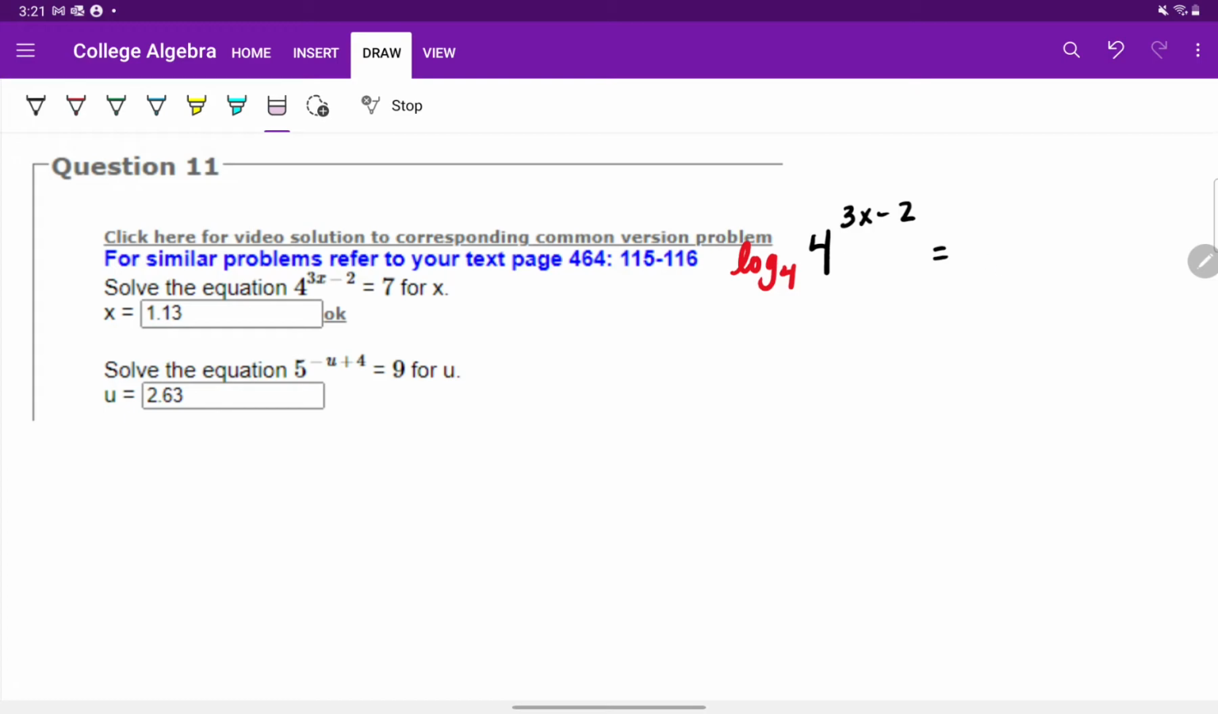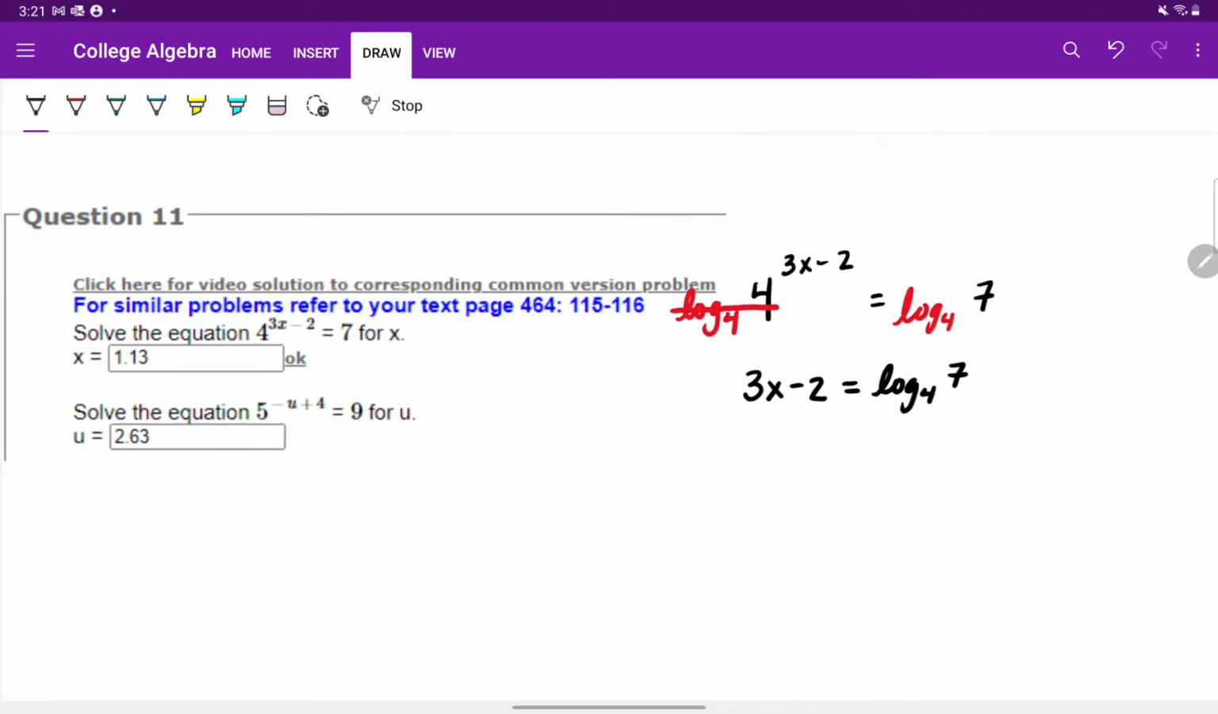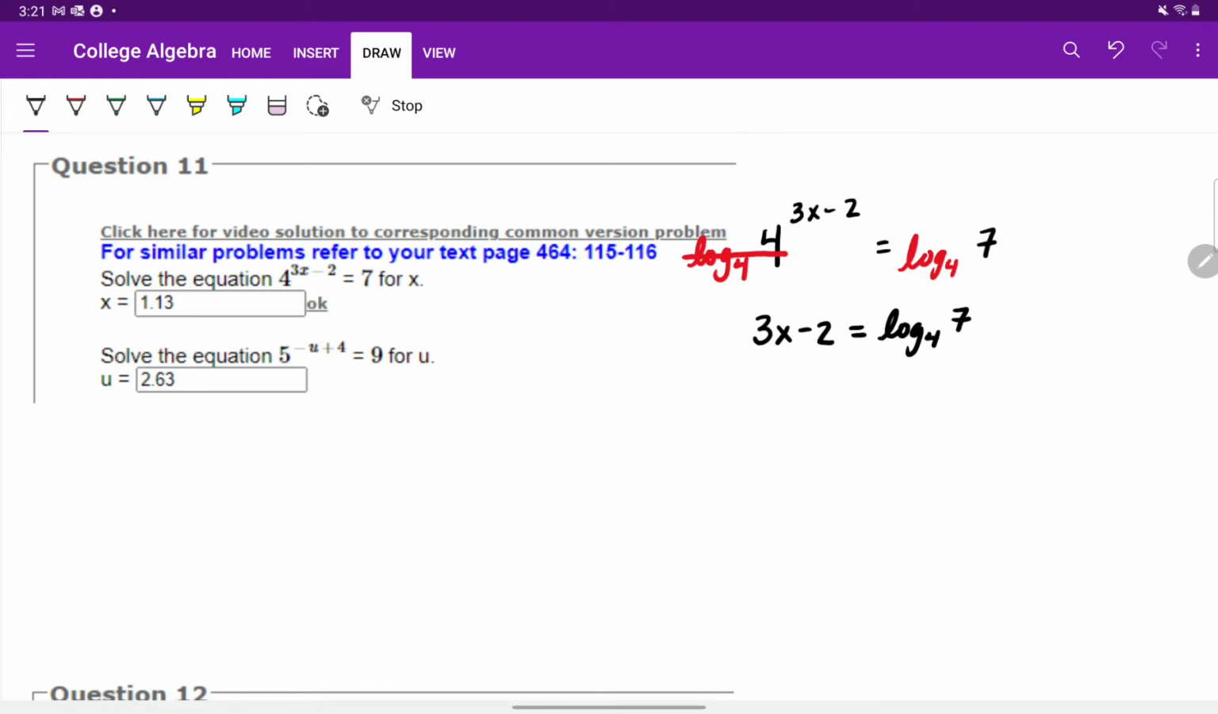Now, I didn't really leave myself enough space to do this, so let me rewrite this. So you'll have to take log base 4 of the left and log base 4 of the right. On the left, conveniently, actually by design, the log base 4 and the exponential 4 cancel each other out, which basically just has the effect of bringing the 3x minus 2 down to the main level. Now over here on the right, we still have log base 4 of 7, and there's not much we can do to simplify that. So moving on, our goal is still to get this x by itself on one side. That's how we solve for x.